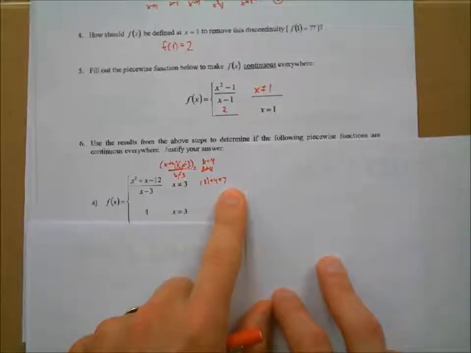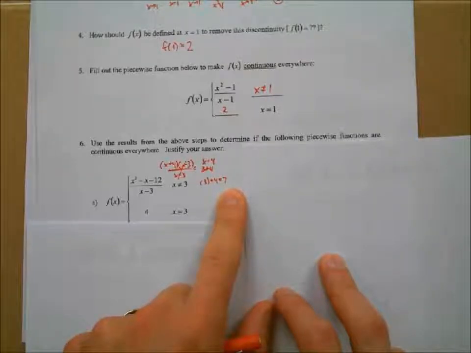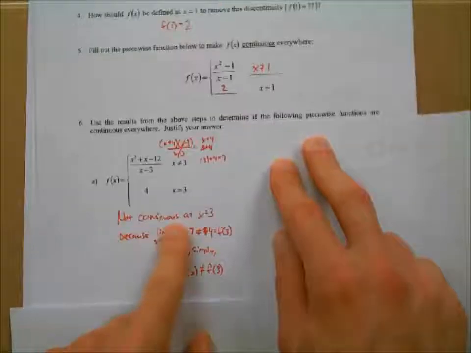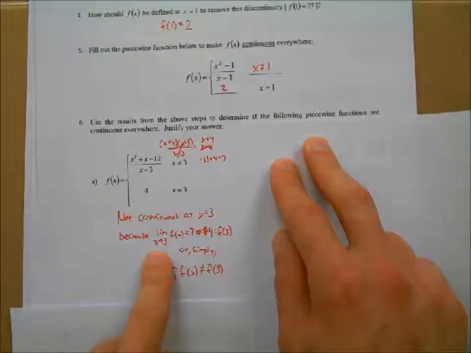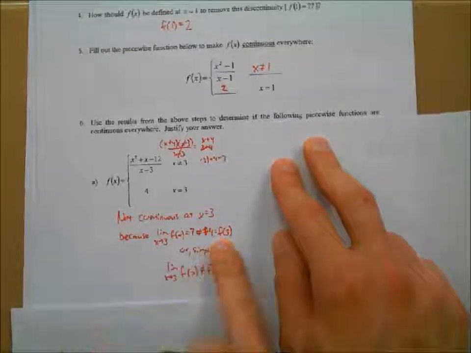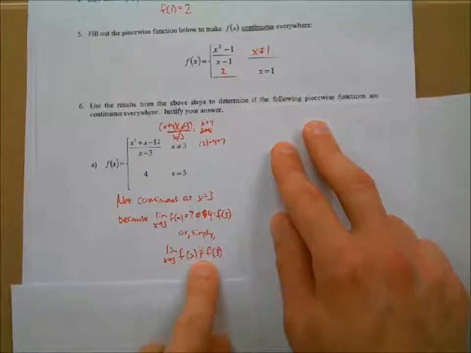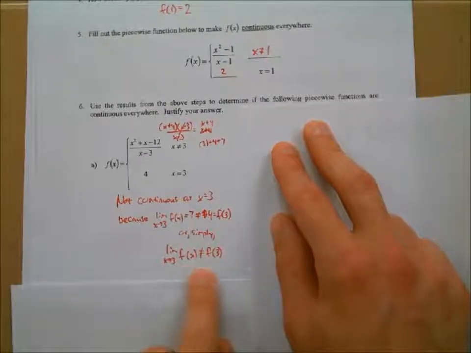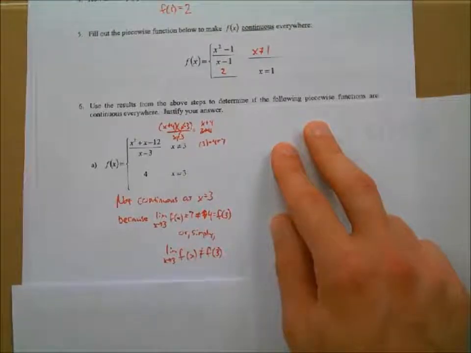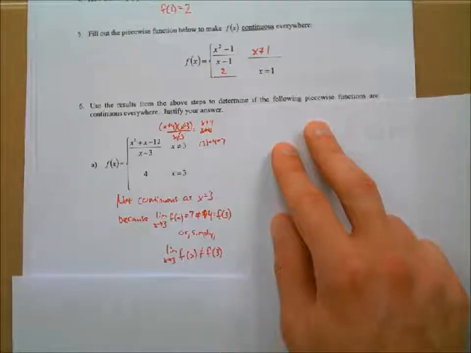Anyway, we get 7. So is the function continuous everywhere? No. Where is it discontinuous? 3. Not continuous at x equals 3 because the limit as x approaches 3 of f of x equals 7, which is not equal to f of 3, right? Or simply put, the limit as x approaches 3 of f of x does not equal f of 3. That's all you really need to say there. You don't need to give the specific values, as long as you establish the values elsewhere in your work.